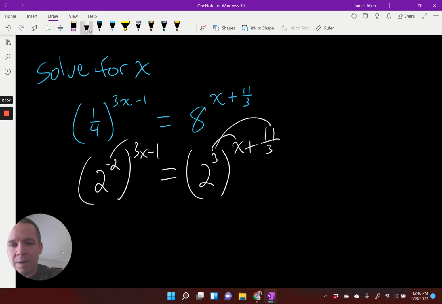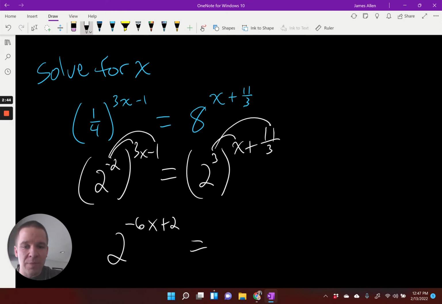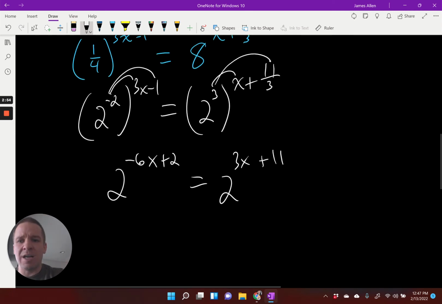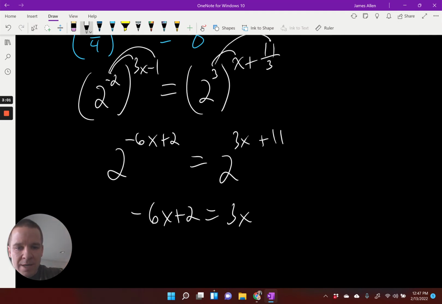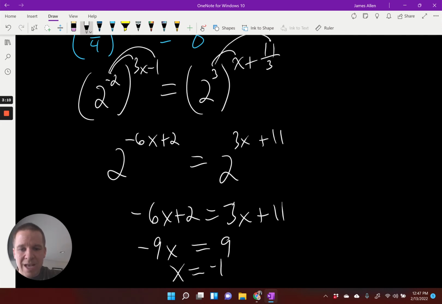Boom, boom. And I'm going to multiply there. So I'm going to have 2 to the negative 6x plus 2 equals, and then I'll have 2 to the 3x, and then I have plus 11 because those 3's end up canceling each other out. No more fractions. This is wonderful. This is fantastic. All right, can we set our exponents equal to each other? Yes, because we have like bases. So I'm going to have negative 6x plus 2 equals 3x plus 11. Let's see here. Subtract 3x, I get negative 9x. Subtract 2, I get positive 9. So x equals negative 1.